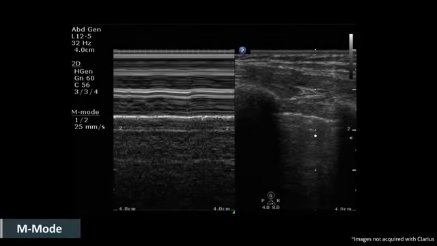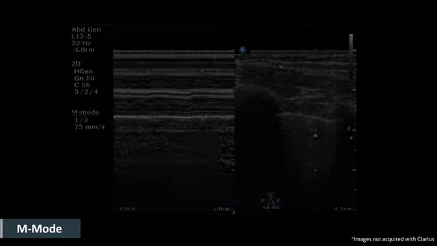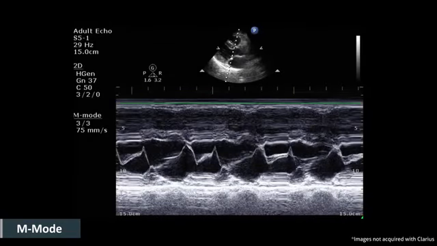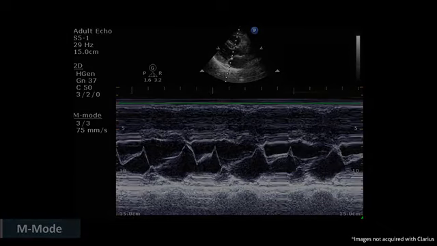M mode stands for motion mode. It captures returning echoes along one line of the real-time image and displays them over a time axis. M mode is used to capture and quantify motion information such as cardiac motion or fetal heartbeat. The M mode image can be measured to quantify motion over time. An example of this would be beats per minute.